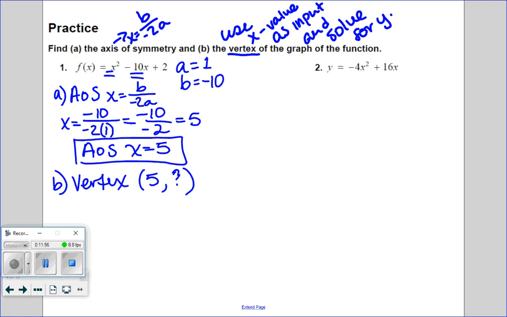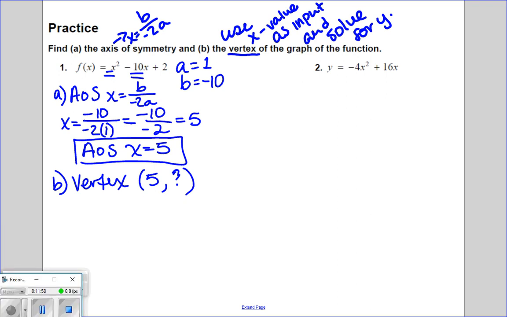Okay, so I'm going to move that over, and I'm going to solve this f of x function that we had up here originally, but I'm going to use 5 as my input in particular, and I'm going to solve. So f of x is now f of 5 equals, and then I'll insert 5 for x here and say, 5 squared minus 10 times 5 again as my input, plus 2.